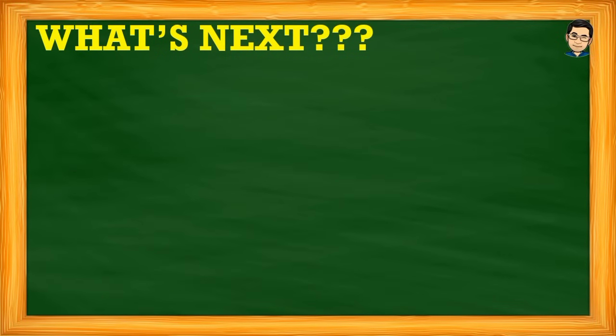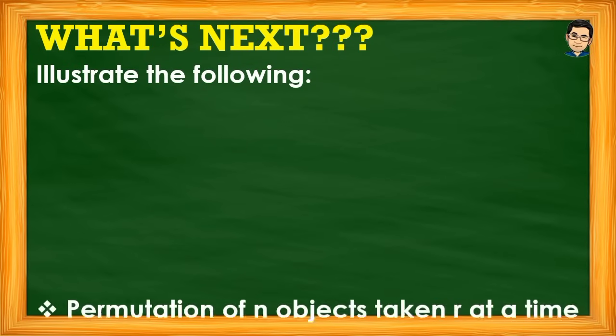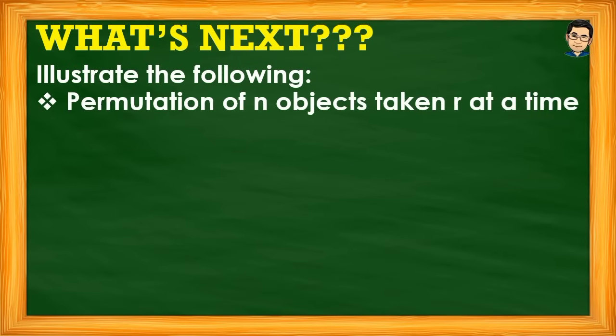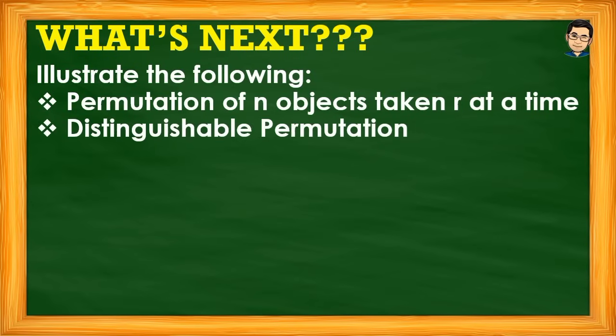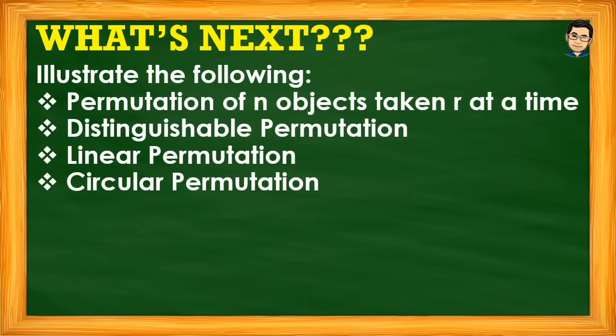So what will be our next video lesson? We will illustrate the following. First, permutation of n objects taken r at a time. Meron na po tayong formula na i-discuss dyan, yung permutation formula, wherein n objects taken r at a time. And then we will illustrate the following types of permutations: distinguishable permutation, linear permutation, and circular permutation.